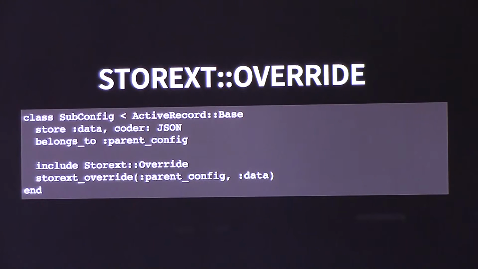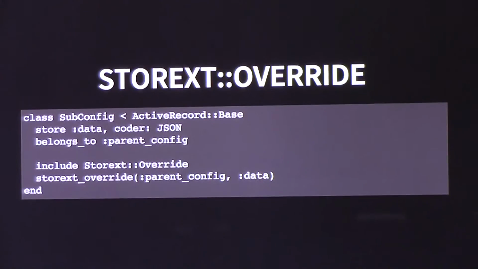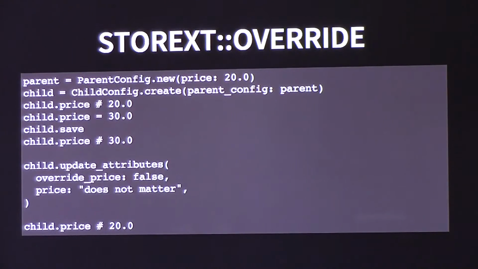This is an example of how it's set up. This is the subconfig. I'll go back up. This is the parent config, similar to what you saw a while ago. This is the subconfig. You specify the parent and say override the parent. So if you create a parent with price of 20, and you create a child that belongs to that parent, when you call price on the child, it's 20. But if you set it to 30 on the child, it's 30.